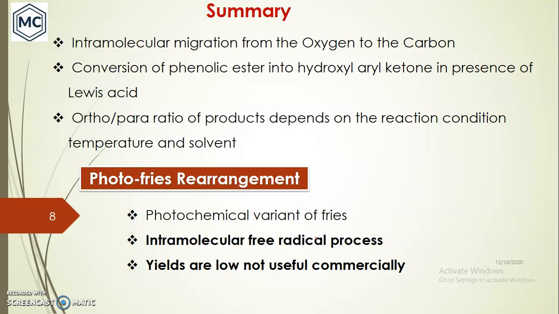And in summary, we have learned that the Fries rearrangement is an intramolecular migration usually taking place from oxygen to the carbon, and it is a conversion of phenolic ester into hydroxyl ketone in the presence of Lewis acid. And the ortho-para product ratio depends on the reaction condition, that is temperature and solvent. And the photo-Fries rearrangement is a photochemical variant of Fries, and it is an intramolecular free radical process, and usually yields are low in photo-Fries and it is not useful commercially.